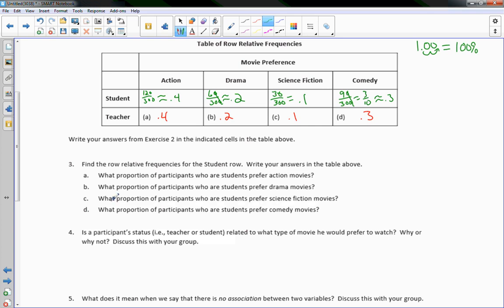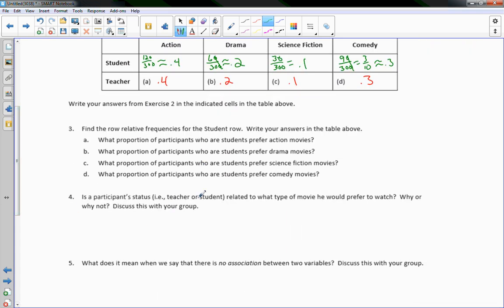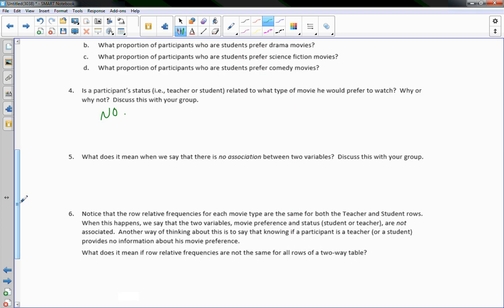Why or why not? So when I look at this, 40% of the students liked action, same with the teachers. Drama, 20%, 20%. Sci-fi, 10%, 10%. Comedy, 30%, 30%. So, does it matter if you were a student or a teacher, the outcome of this survey? And the answer is no. Age did not matter. Okay, they match. So it doesn't matter if you're a student or a teacher, the outcomes were the same. Okay, number 5. What does it mean when we say that there is no association between two variables?